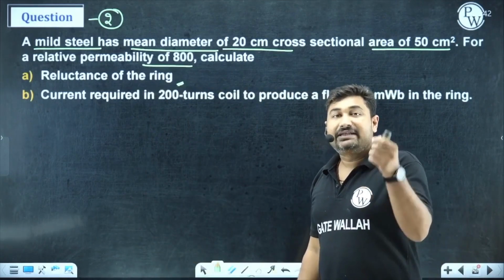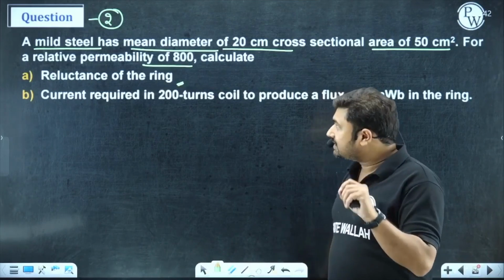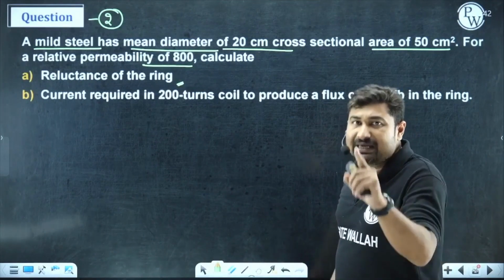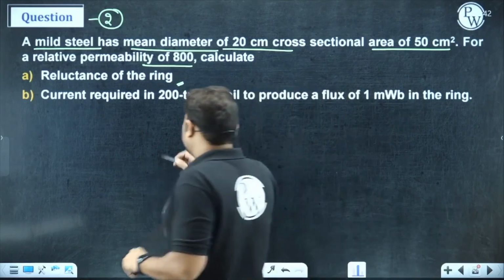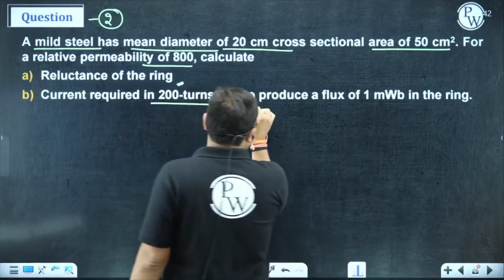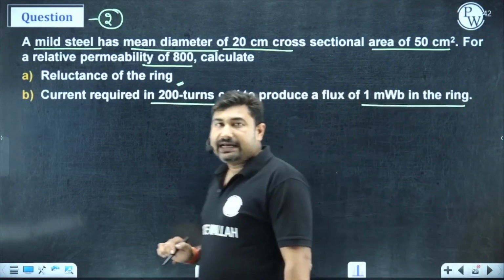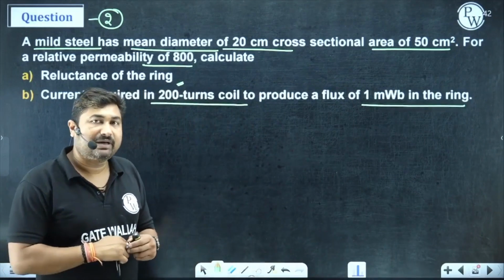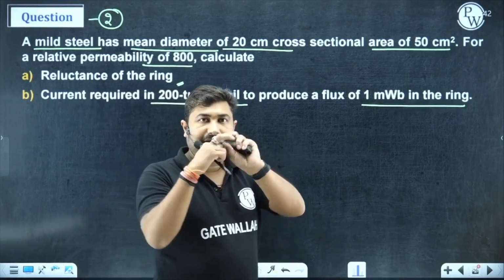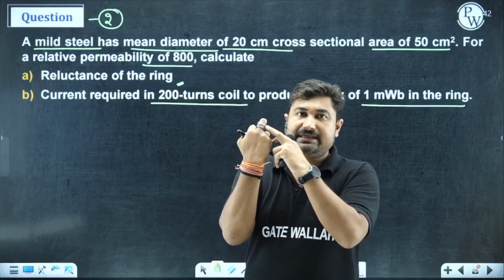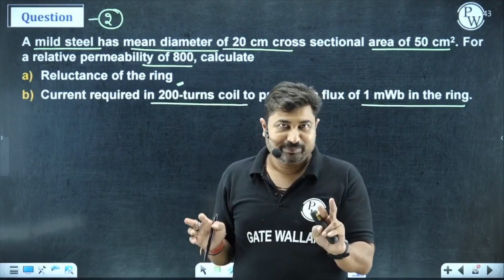And if I am interested to create a flux of 1 milliweber, then you have to find the current flowing through the 200 turns so that it can create a flux of 1 milliweber in the ring. So I am going to create a flux of 1 milliweber in this ring. Is it okay? Yes, sir.